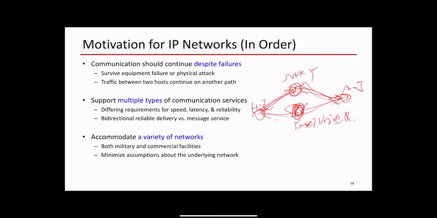And so support multiple types of communication services and differing requirements of speed, latency and reliability. So let's say Yonsei University has better speed. Speed is better, but reliability is low. But SUNY Korea's speed is low and reliability is high. Okay, which means if something needs high speed, I stick to Yonsei. But if I'm talking about more reliable communication, I may choose SUNY Korea.